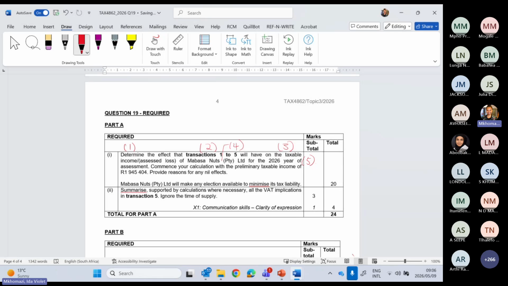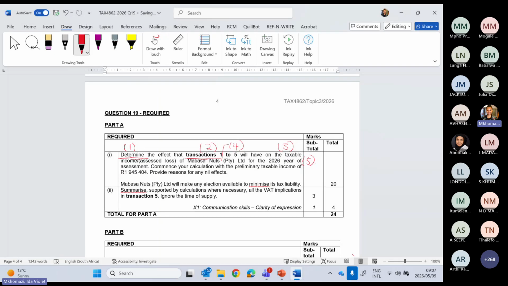So I'm writing down these numbers because I'm trying to break down what is required or what is asked of me. The first thing that they want is a calculation. They say that I need to determine or calculate something. What must you calculate? You need to calculate, number 2, the effect that transactions 1 to 5 will have on the taxable income. Since you have seen the question, you have seen that there are 5 transactions. So we want the effect of all those 5 transactions.